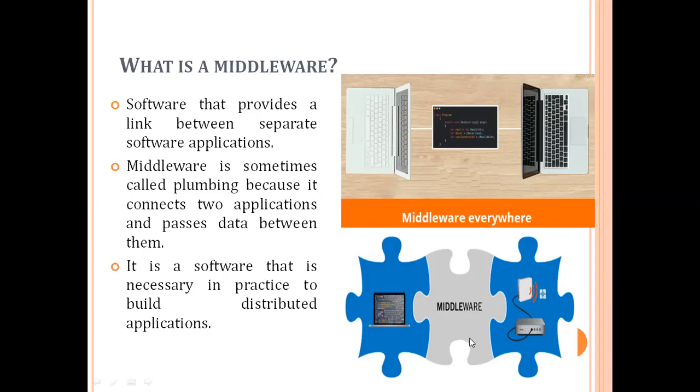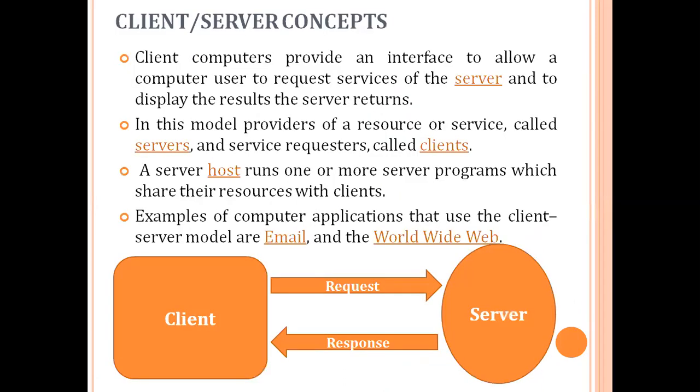Now, sometimes we will call this middleware a plumbing service because it provides a link between, generally plumbing means which joins two different things, right? So here, from our technological point of view, this middleware is a plumbing between two different applications. So this is a middleware. So what is a middleware? Nothing but a software link provided between two applications for providing the communication.